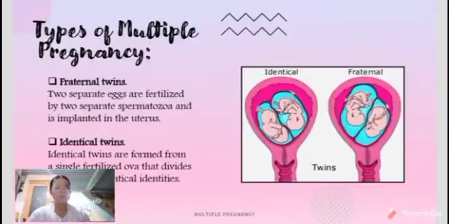For the types of multiple pregnancy, we have fraternal or non-identical twins, and identical twins. Fraternal twins are the instances wherein two ova are fertilized by two separate spermatozoa. The spermatozoa may come from the same sexual partner or, in some instances, from different sexual partners.